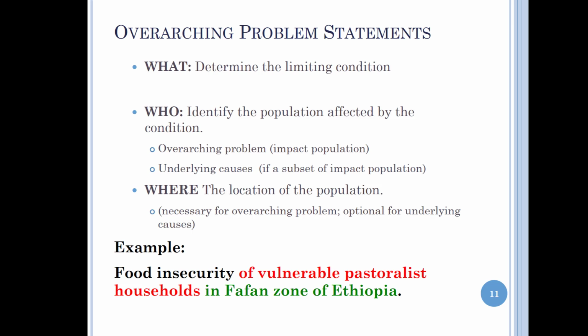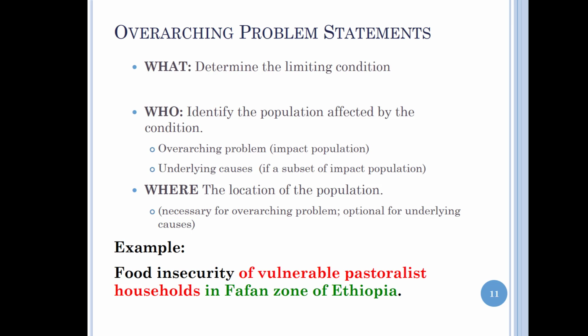So here you see exactly the what. We're talking about food insecurity. You also see who, the target groups that are being affected by this situation. These are the vulnerable pastoralist households in the Fafan zone. And where? In Ethiopia, in the Fafan zone of Ethiopia, right?